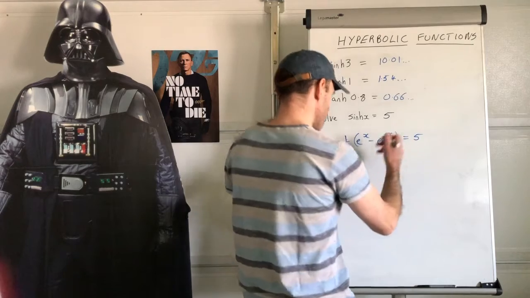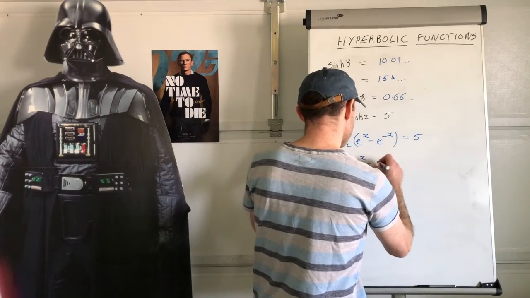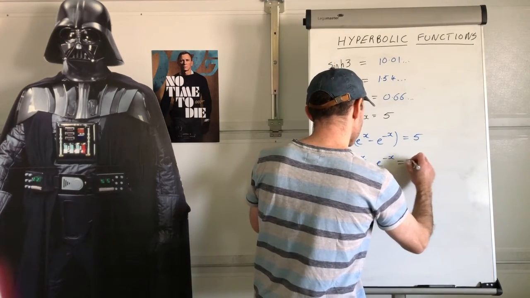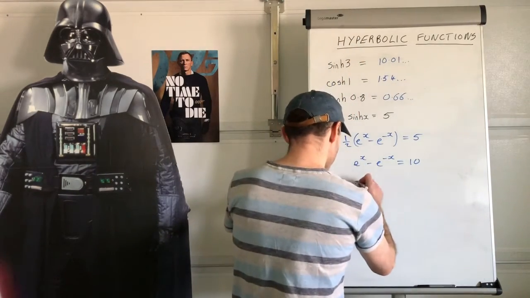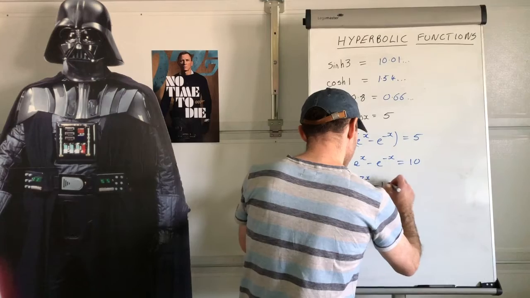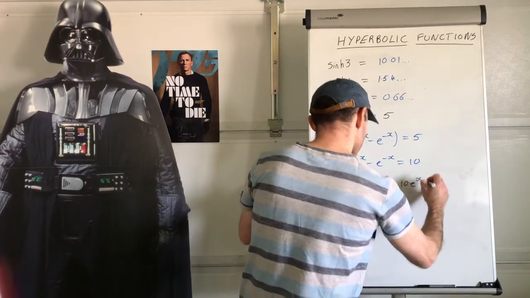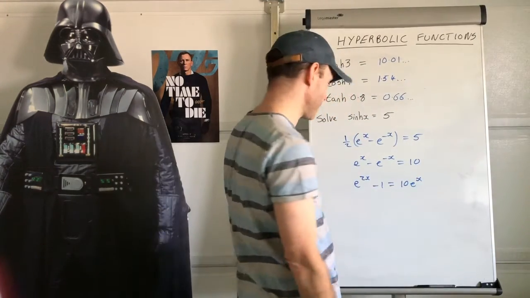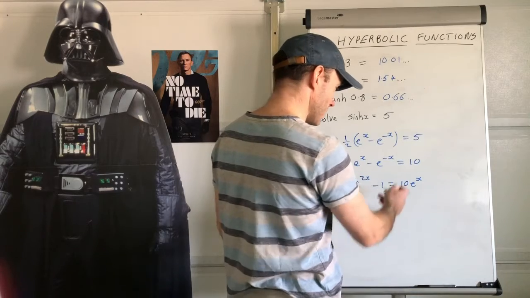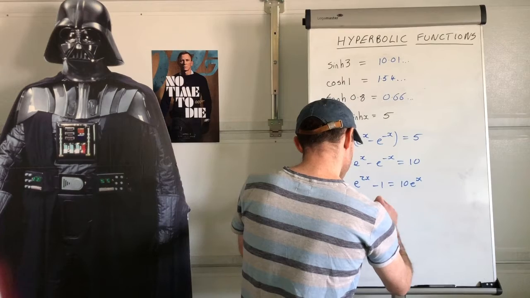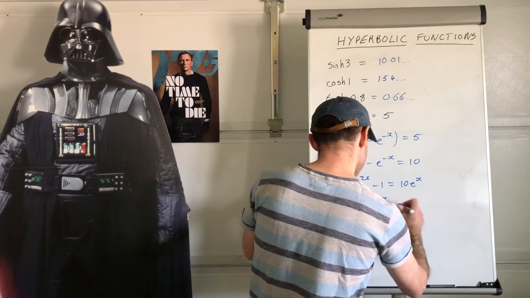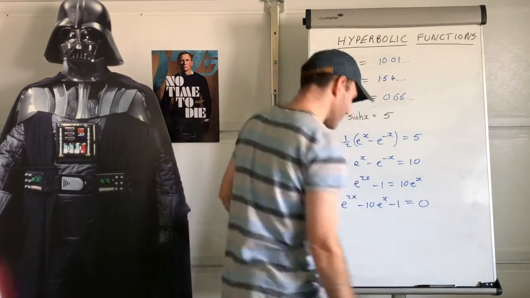So times by 2 maybe, e to the x subtract e to the negative x equals 10. I hope you remember what to do now. Yeah, just multiply both sides by e to the x. So e to the 2x subtract 1 equals 10 e to the x. So e to the 2x subtract 10 e to the x subtract 1 equals 0.